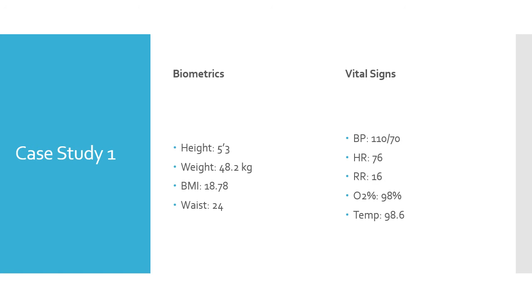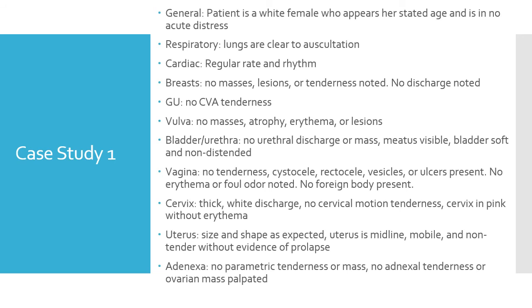She is underweight. Her vital signs are stable. She's a white female who appears her stated age and is in no acute distress. Her lungs are clear to auscultation. She has a regular rate and rhythm. She has no masses, lesions, or tenderness or discharge noted on bilateral breasts. No CVA tenderness. No concerns with the rest of her exam.